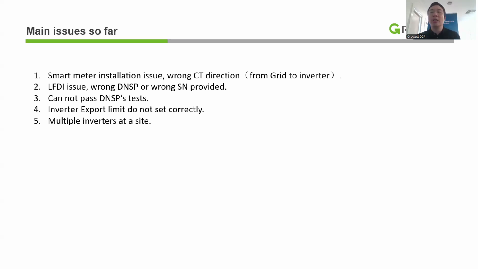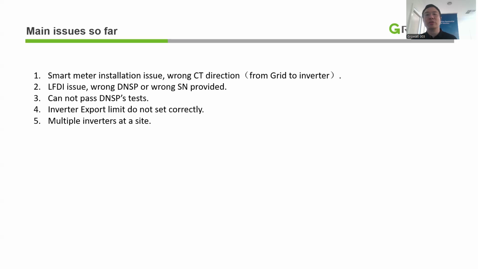Inverter export limit. Once the installation is done, you must set the inverter's export limit. Gemini is 0.5 kilowatt export limit. United Energy, PowerCor and CitiPower are 0 kilowatt, and OSNet is 1 kilowatt.